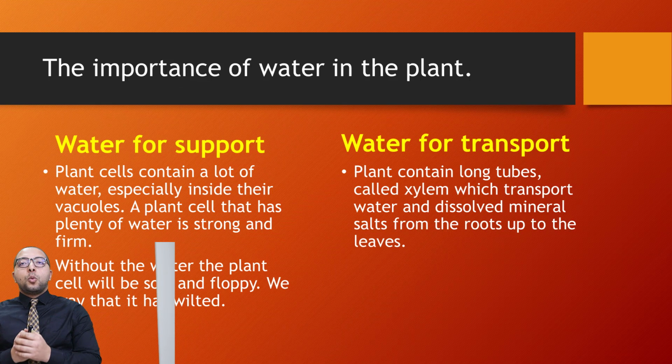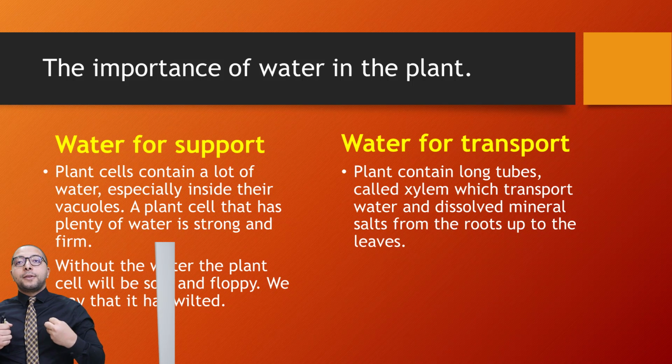At the beginning, water for support. The plant cell contains a lot of water, especially inside their vacuoles. So a plant cell that has plenty of water is going to be strong and firm, because most of the cell is made up of water, so the water is going to fill the inside of the cell. Without the water, the plant will be soft and floppy.